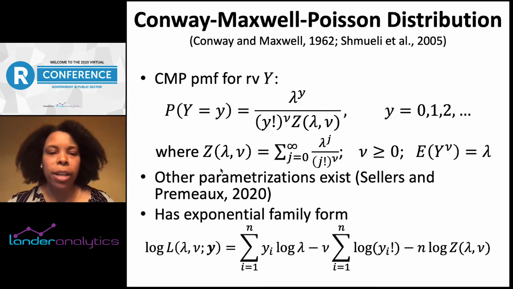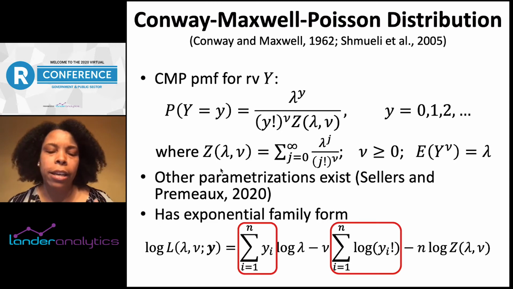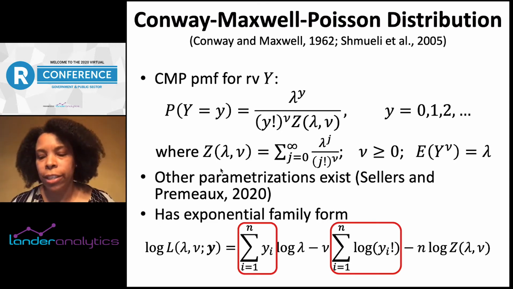One of the nice properties of a CMP distribution, though, is that it has an exponential family form where I present the log likelihood to you here, such that we have the ability to recognize the joint sufficient statistics for lambda and nu. And as you may recall from your statistics training, this exponential family form allows for a lot of nice statistical properties to exist for this distribution.